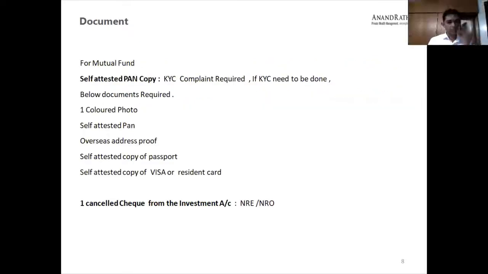Sir, these are the simple documents if one wants to establish the platform for setting up the purchase of mutual funds. All soft copies of these documents will work. No physical copy is required in any way. This is only for the mutual fund, sir.